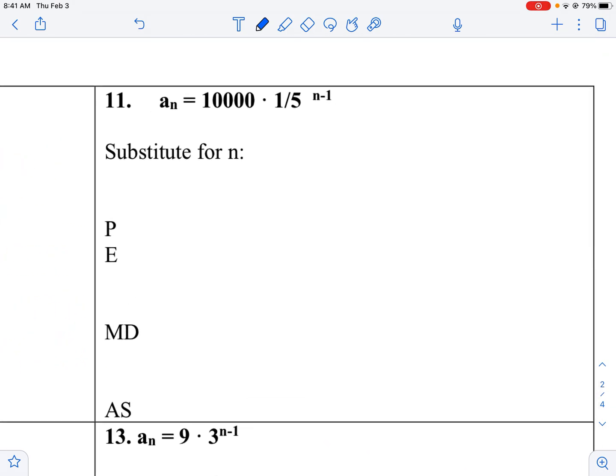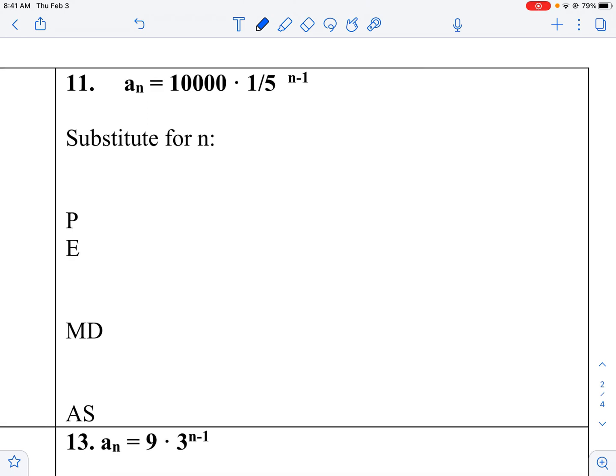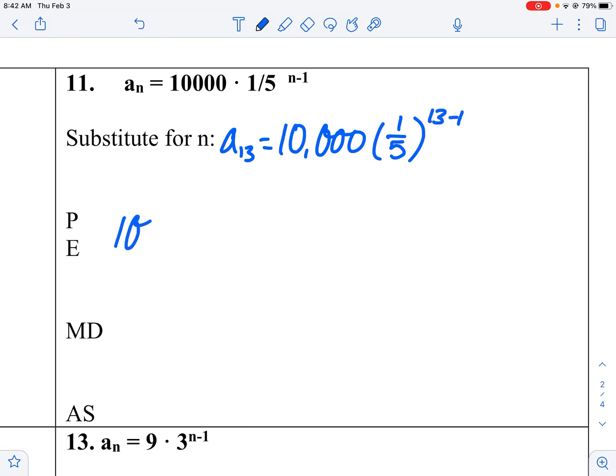All right, why don't we try number 11 together, and then you can try the last two on your own. So this would be a sub 13 equals 10,000 times 1/5 to the n minus 1. So first thing I should do is substitute in 13, and then I'll simplify that. 10,000 times 1/5 to the 12th. So let's do our exponents. We're going to get a very small number.